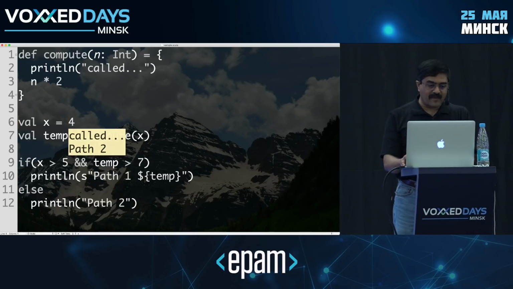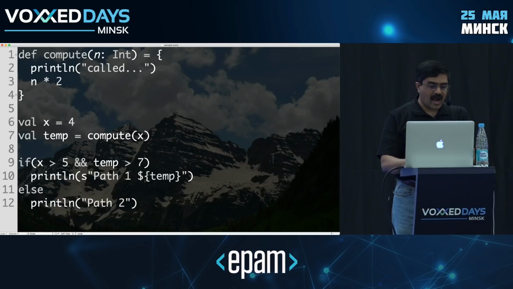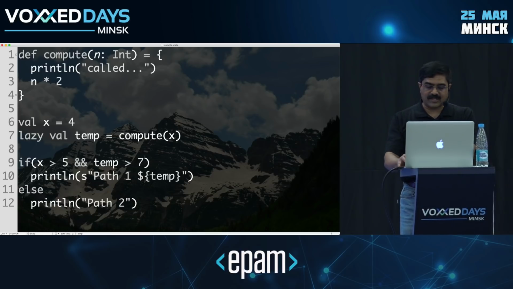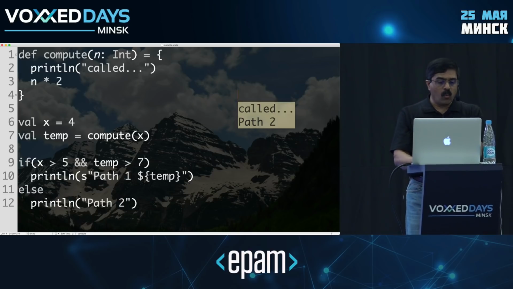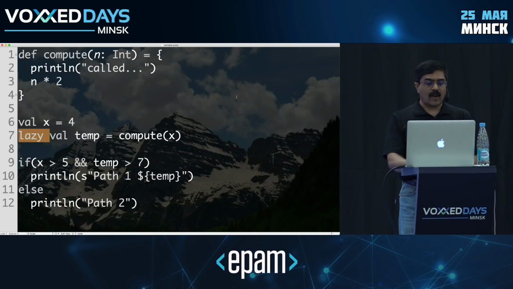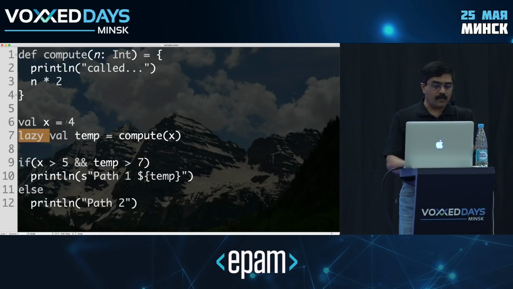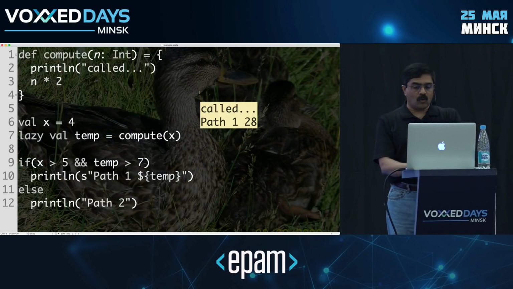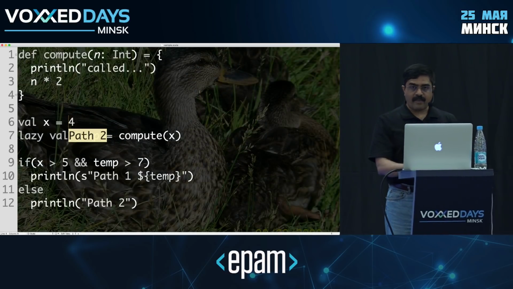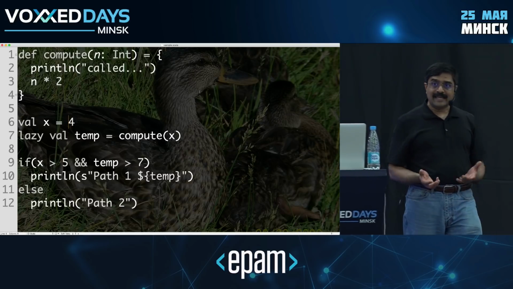So what do you do to prevent the call to compute when it's really not needed? In Scala, you can mark this as lazy. Without lazy, you notice that compute is actually called. But with the word lazy in place, when I run the code, notice compute is not called because it defers the evaluation until it's actually needed. If I put 14 over here, you can see it is calling compute, but with 4, it is not. It bypasses that. So this is a nice way to defer evaluation until you really need it.